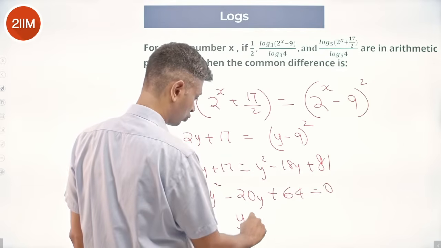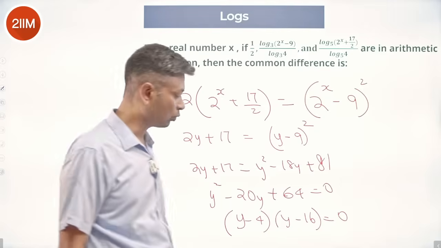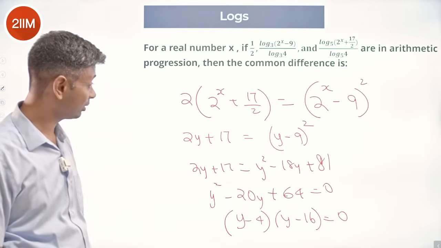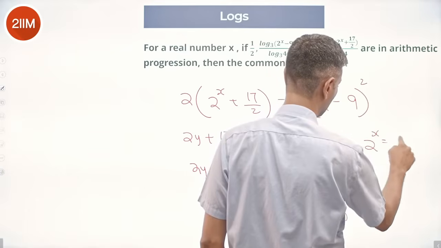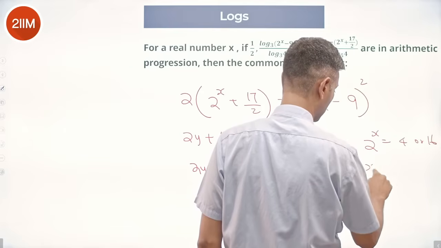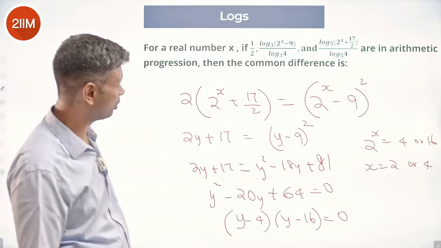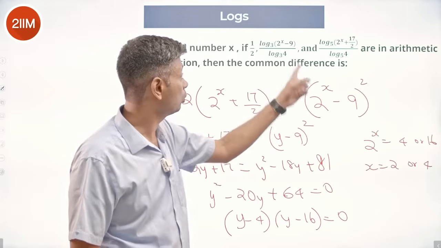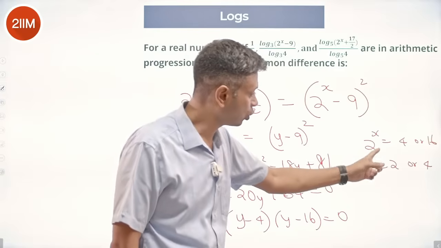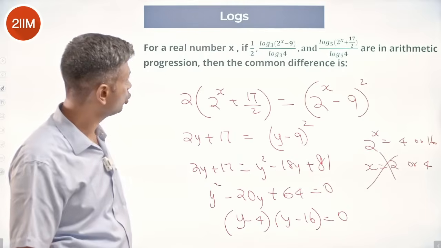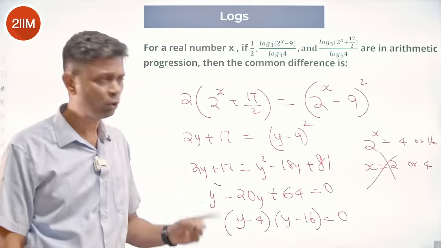So this is y minus 4 into y minus 16 equal to 0. Y is 4 or 16. So 2^x is y. So 2^x equal to 4 or 16, so x could be 2 or 4. If x were 2, 2^x would be 4, 4 minus 9 is a negative number, so 2 is not possible, so x has to be 4. Because 2^x minus 9 has to be positive, 2^x plus 17/2 has to be positive. Therefore, we know that x is 4.